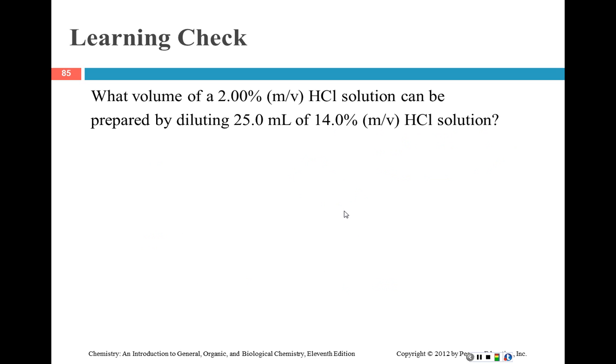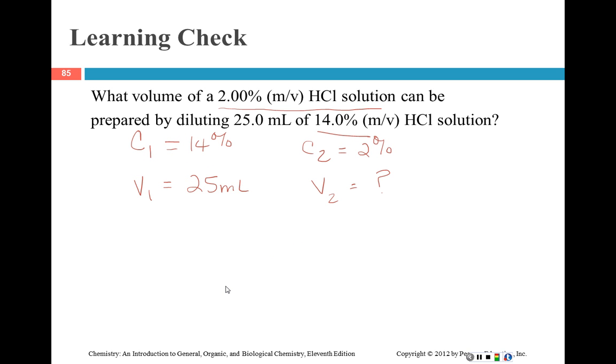So what volume of a 2% mass volume hydrochloric solution can be prepared by diluting 25 milliliters of a 14%? Okay, let's take inventory. The 14% is really the first concentration, even though they put it second in the question, because you can't make a more concentrated solution from a dilute solution, so keep that in mind. So C1 is 14%, and V1 is 25 milliliters. C2 is going to be 2%, and V2 is what we're looking for. So C1V1 equals C2V2. We're solving for V2, so V2 equals C1V1 over C2.